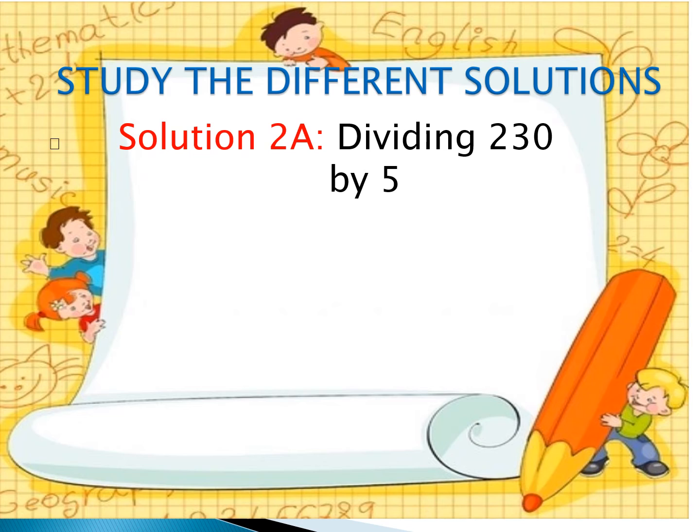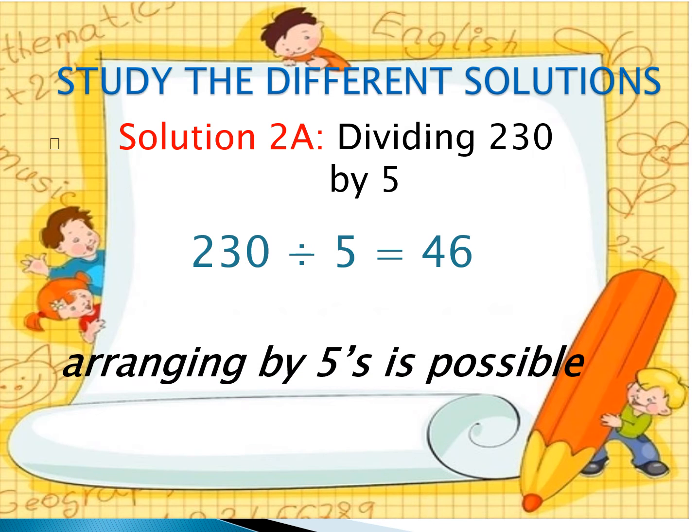In solution 2A, dividing 230 by 5. So 230 divided by 5 equals 46. Arranging by 5s is possible. So pag i-divide yung 230 sa 5, the answer is 46. So no remainder.